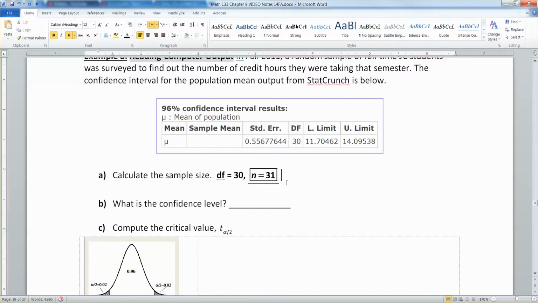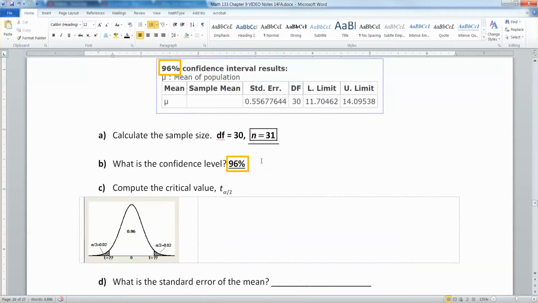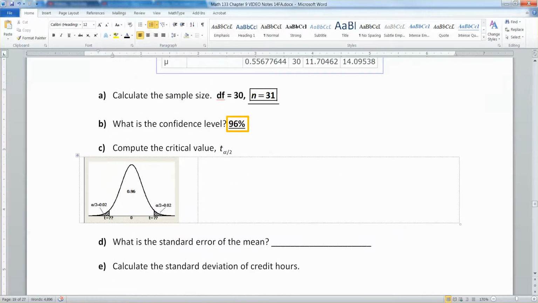All right, so now what is the confidence level? The confidence level is 96%. It's right up at the top. You can see it right there, and I gave a little orange highlight so you could spot it from a mile away. All right, now we want to calculate the critical t value for that 96%. So I've already drawn the t curve, which of course you would do. So you draw your t curve, even if you're using the t table, draw it out.